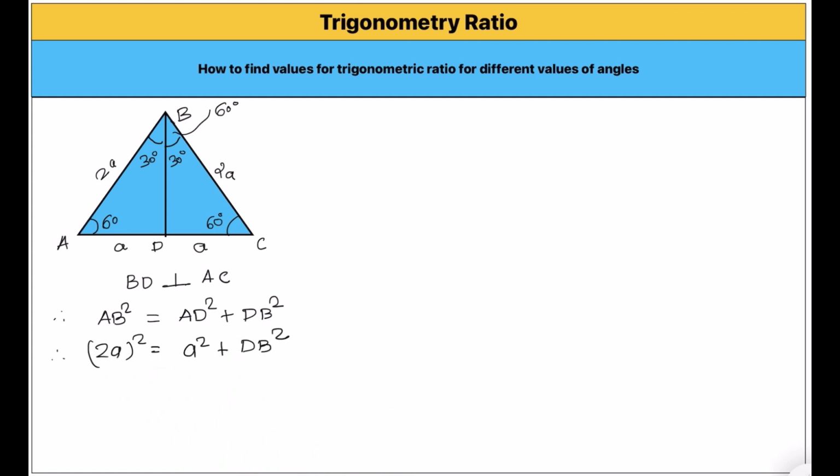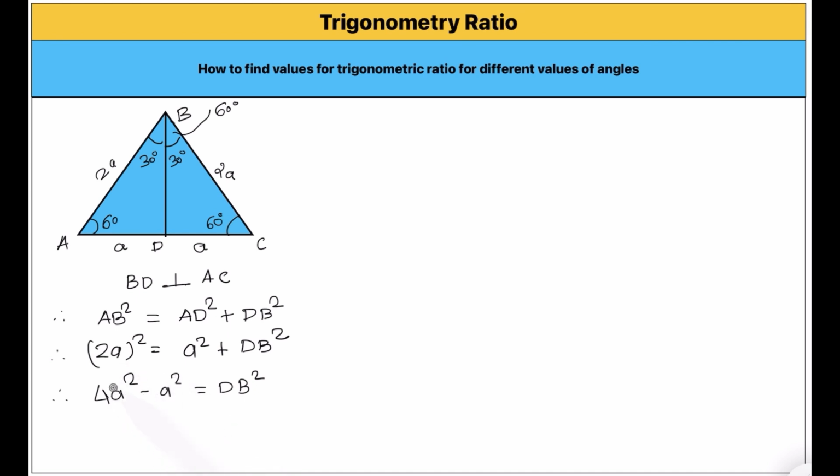We have lengths for AB and AD. What is the length for AB? 2A. So we get 2A square is equal to length for AD is A, so A square plus DB square. We don't have length for DB, which we need to find out. Sending A square to left hand side, it becomes minus.